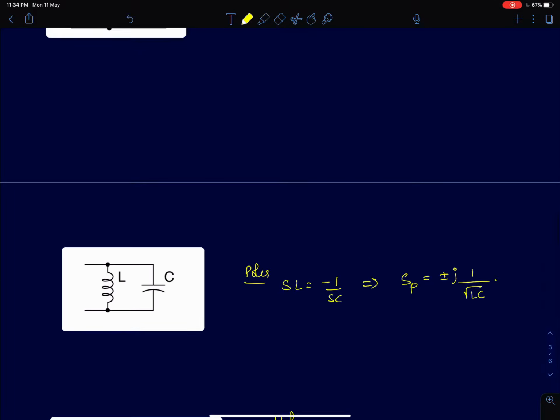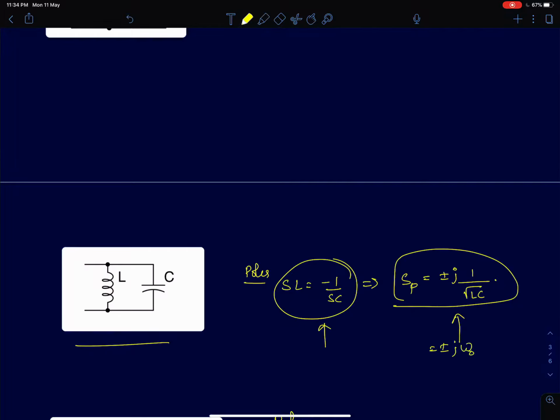Similarly, when I have two parallel impedances and they happen to be an inductor and capacitor, I'll use a similar condition, SL equals minus 1 by SC, and in this case you will get purely imaginary poles. They will be of the form plus or minus j omega naught, where omega naught is 1 by root LC. So this is a pair of imaginary poles, unlike the real poles we have discussed so far.